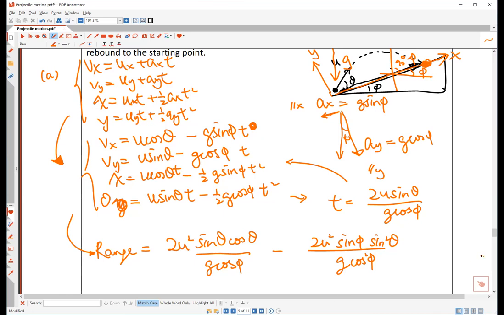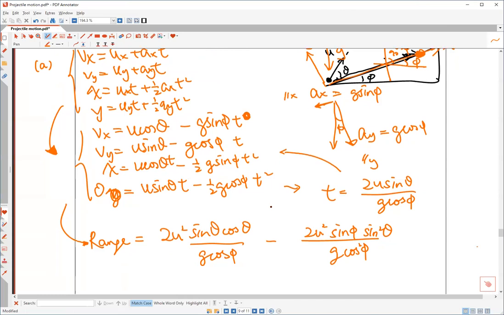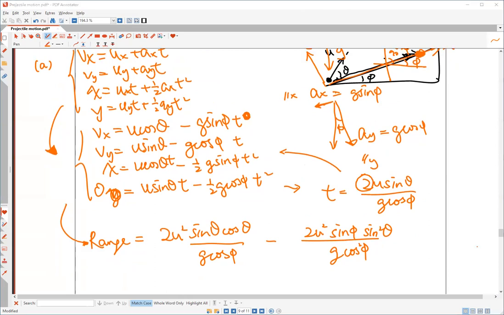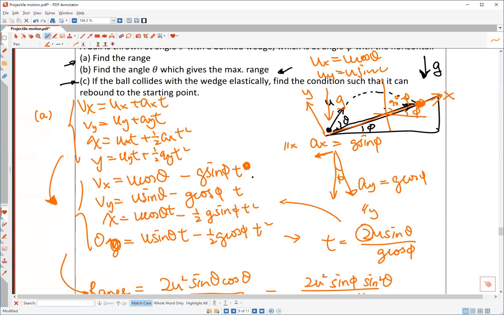Hey, where's my pointer? Should there be a 2 in the denominator of the second one? There's no 2 in the denominator for the second one because from the t squared you get 4 in the numerator and then divide by 2. So overall, there's only 2 in the numerator. I think that's correct. So we've finished part A.